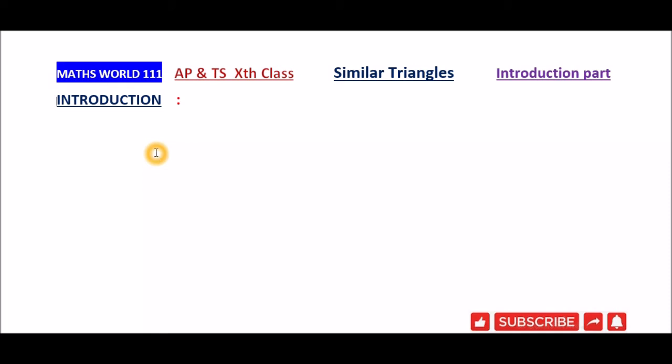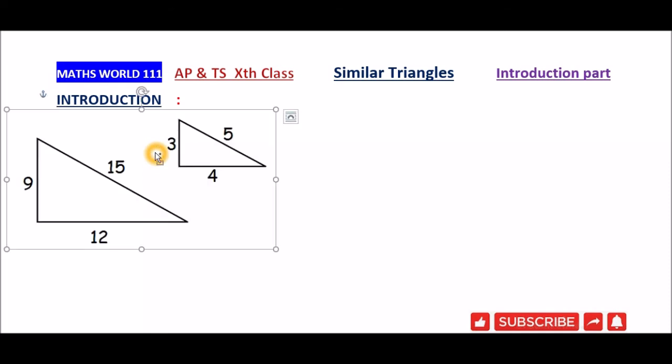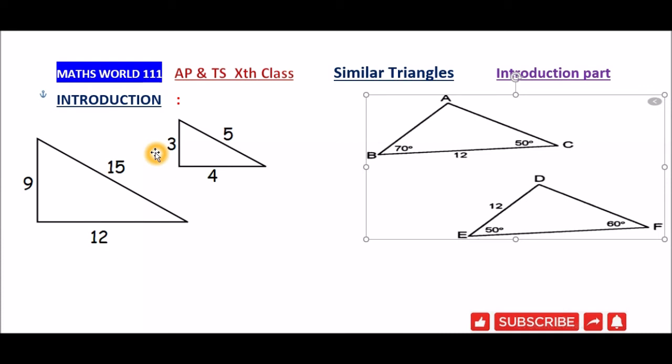Now see here. Two triangles, and one more image, two triangles. Can you say which of these two triangles are similar to each other? Coming to the first image, even though the sizes are different, 12, 4, 5, 15, 3, 9, the sizes are different, we can call them similar triangles because the shape is same.